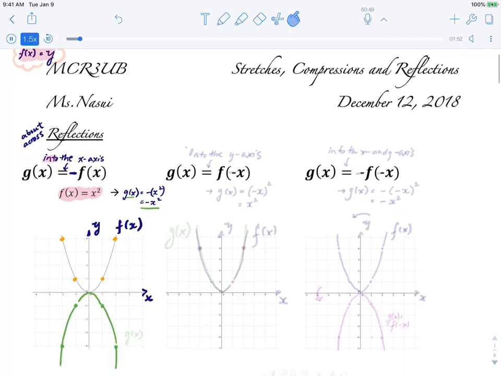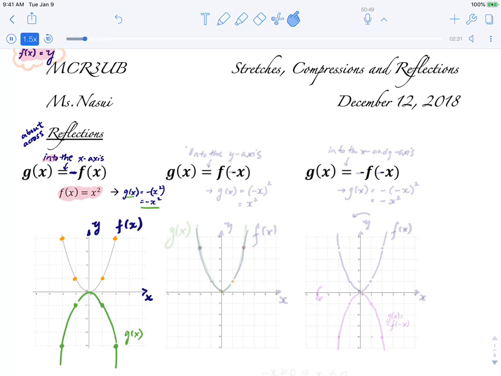Okay, and I have to label this. This is g of x. So g of x is the reflection of f of x into the x-axis. And I'm only highlighting these points because they do help you if you think in terms of the table of values. We can also do this visually, right? All the y values go to their negative.